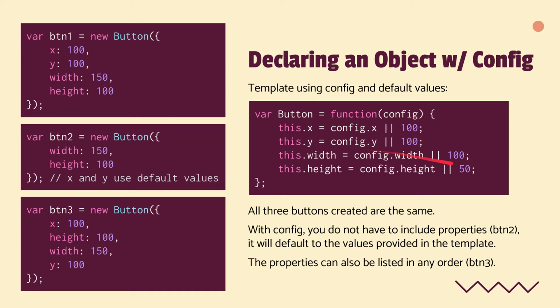Now here's the template using config and default values like we said before. And here we have all three buttons that are created the same. With config, you do not have to include properties. As we can see in button 2, the x and y values are not included here. What will the program do? It will use the default values, which for x is 100 and for y is also 100. And then the properties can also be listed in any order, as seen in button 3. As you can see, we go x, height, width, y, while here it goes x, y, width, height, but it still works. So these are some apparent benefits that can be seen with config.